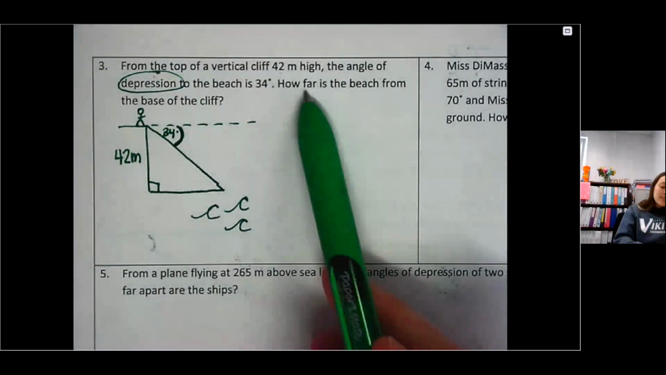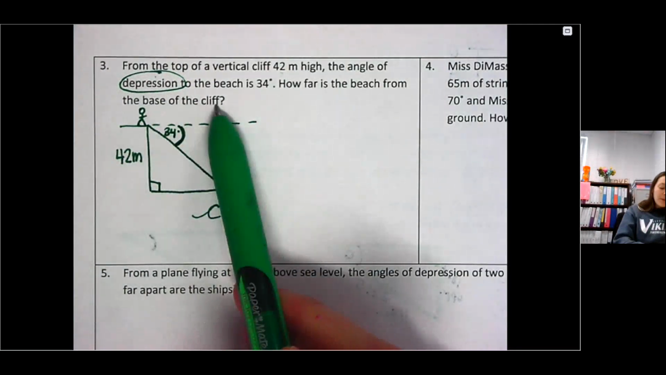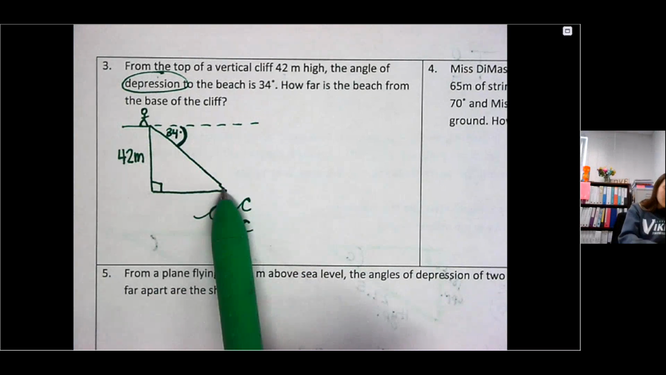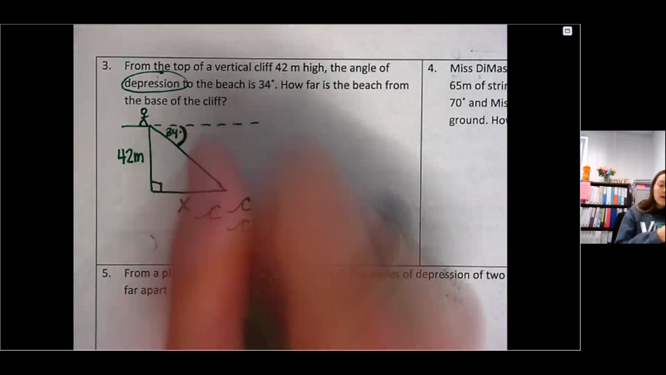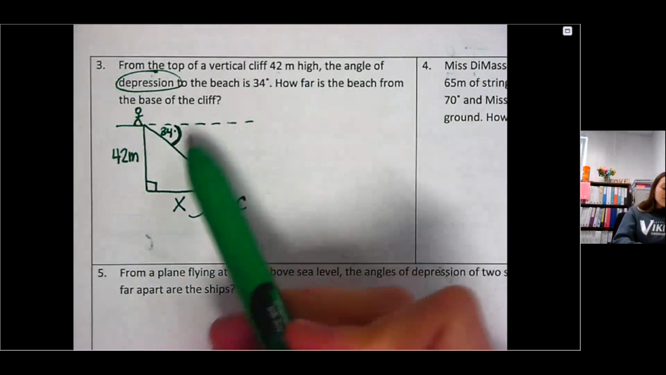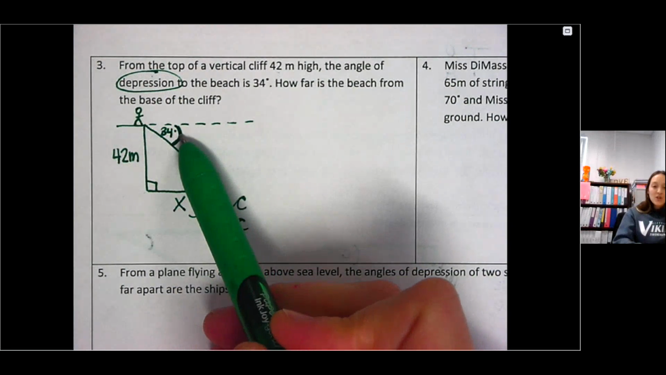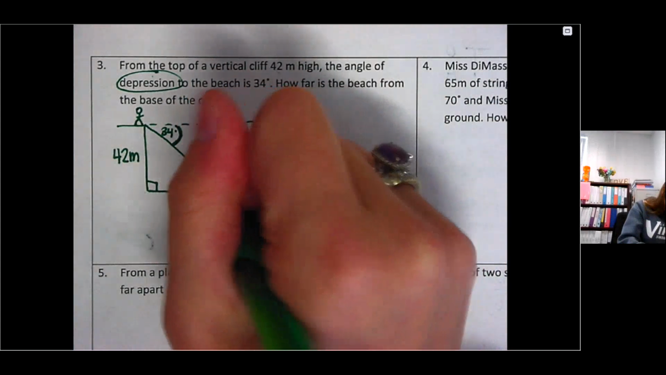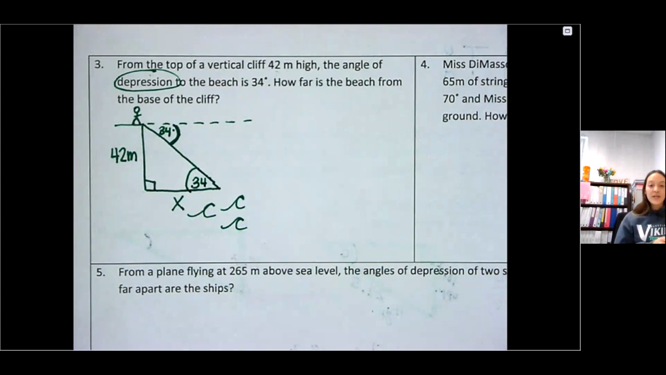I want to know how far the beach is from the base of the cliff. So base is the bottom of the cliff. So here's the bottom of the cliff, and I want to know how far it is from the beach. This is the side I'm looking for. Now, this angle of depression is exactly the same as its alternate interior angle right over here. So this one is also 34 degrees.